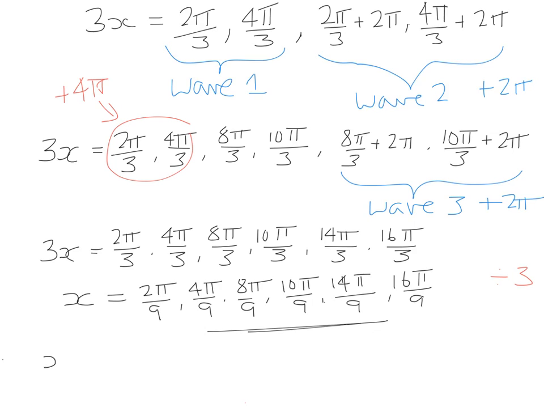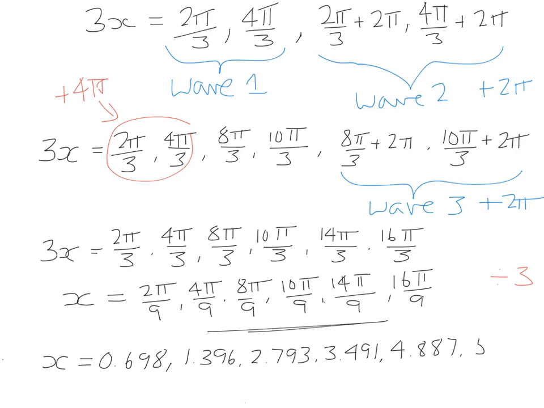However, if you want to know what they are in decimals, just in case you're doing this yourself but using a calculator, we would have 0.698, 1.396, 2.793, 3.491, 4.887, and 5.585.